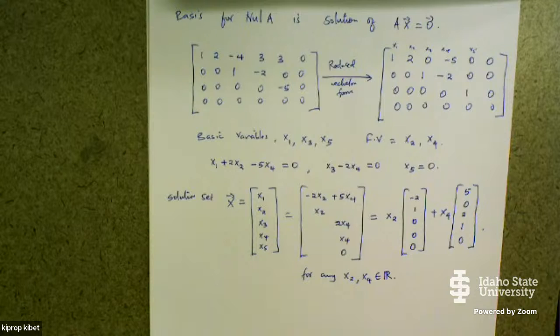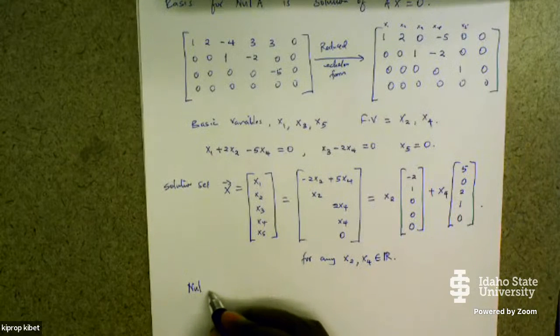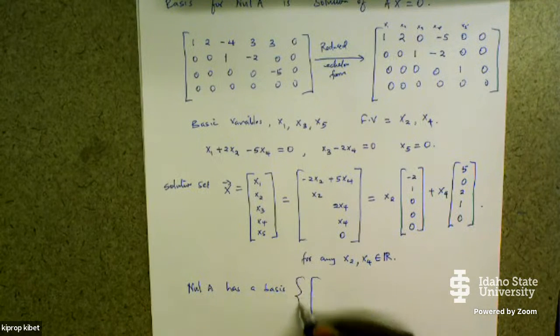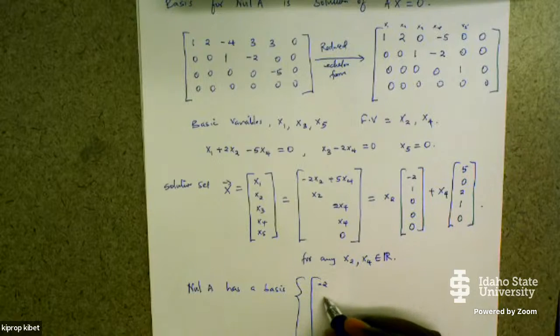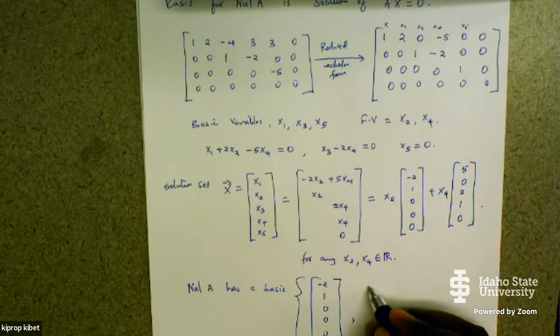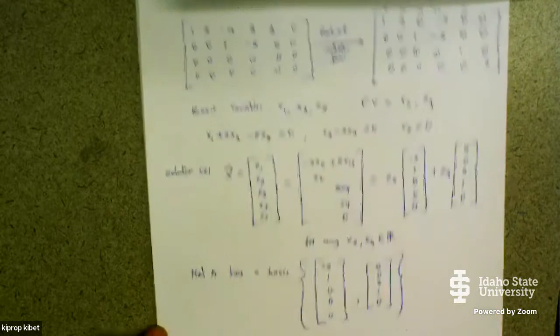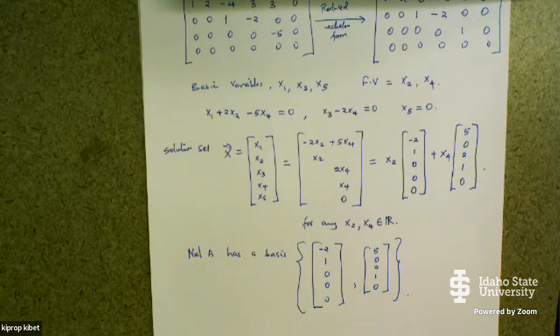So the null space here would be what? This one. So the null space of A has a basis: (minus 2, 1, 0, 0, 0) and (5, 0, 2, 1, 0). That is it.